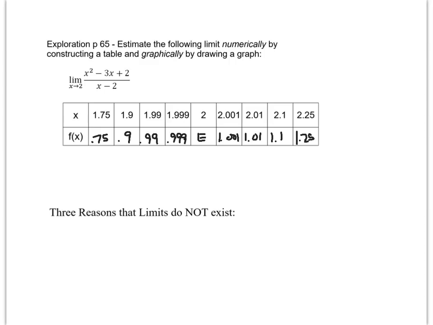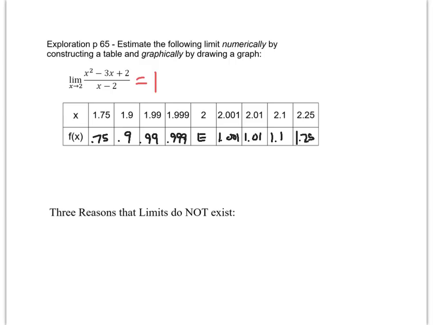I hope that your values corresponded to the ones that I found in my calculator. So when I look at this table of values, I want to see what is happening to the y value as x is approaching 2 from the left side and also from the right side. So when I look at those y values, I see that from either side, those y values are approaching an answer of 1. So we are doing this limit numerically by looking at the table of values.